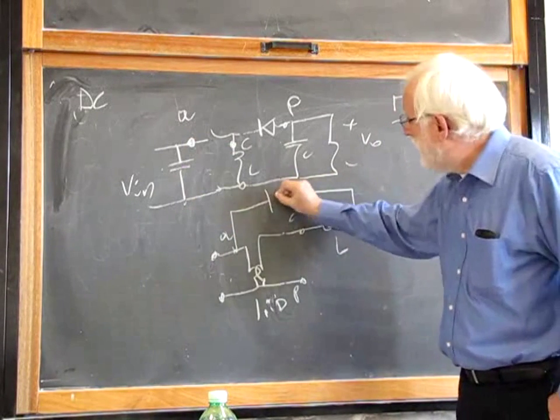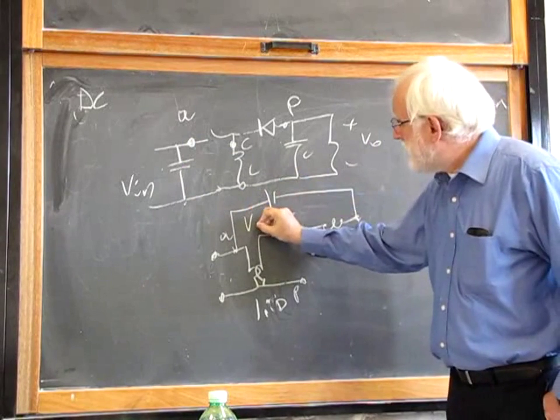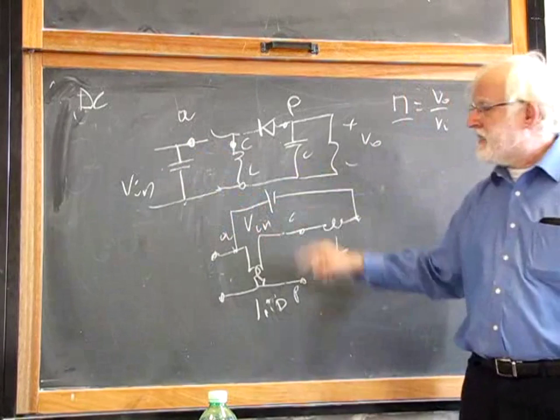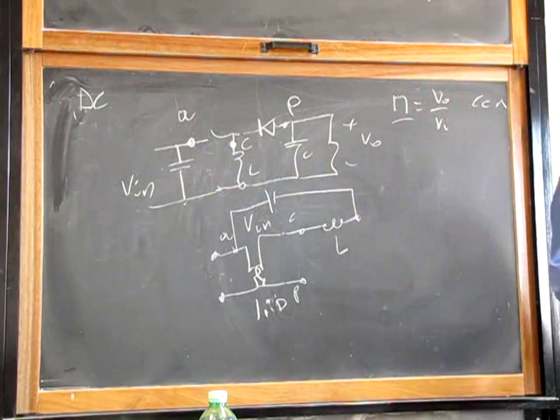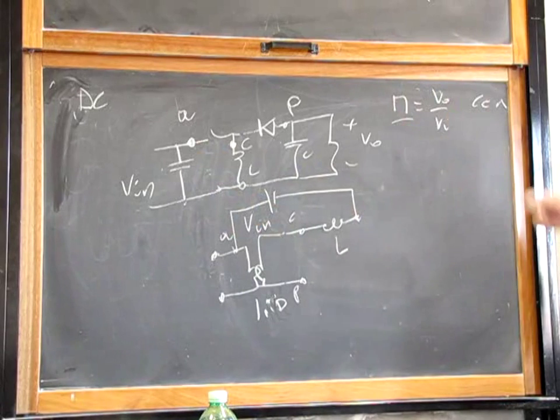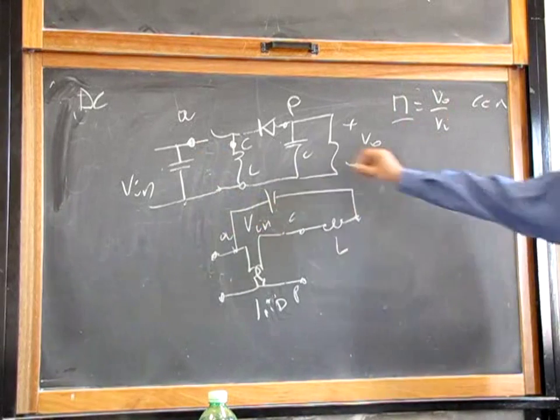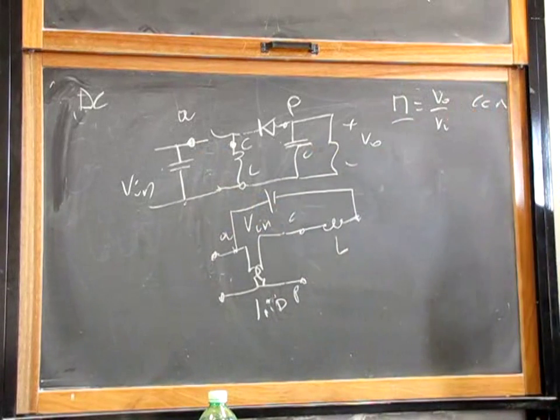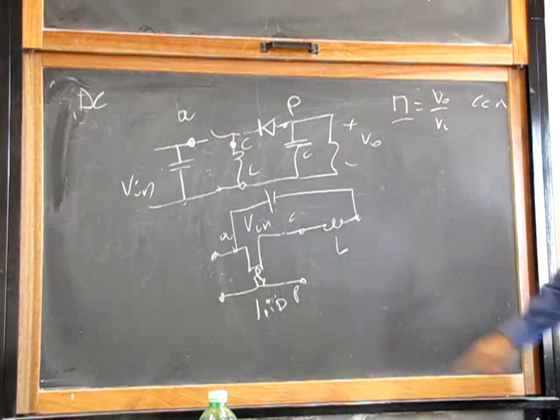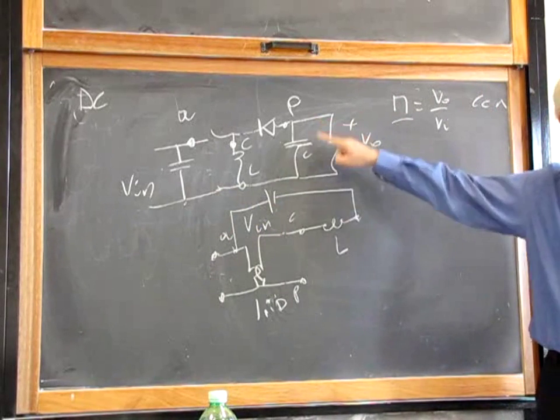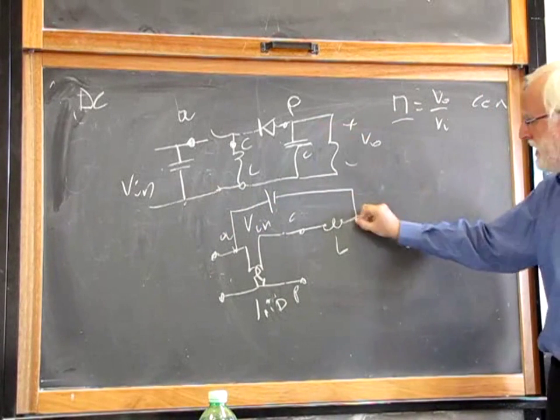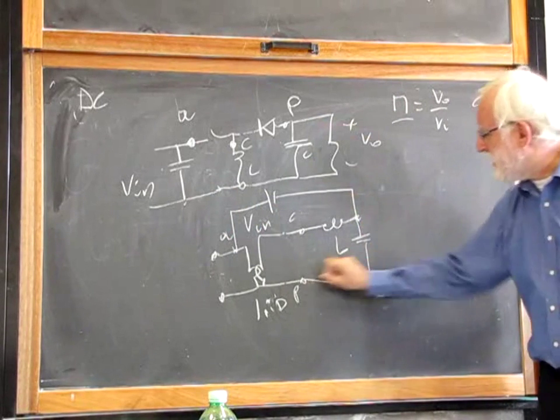Left side, this is V in, and there is a capacitor in parallel with this voltage source, but the capacitor in parallel with the voltage source is useless. But if you want to put it, be my guest. Where are the load and the output capacitor connected to? Between P and the other side of the inductance. So here I have the output capacitor C0.